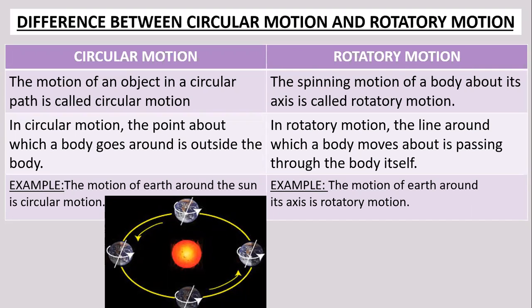In circular motion, the point about which a body goes round is outside the body. In rotatory motion, the line around which a body moves is passing through the body itself. You can see in the picture, this is the Earth, and this vertical white line, a little bit tilted, is the axis. This is an imaginary line. You can't actually see it on the Earth. So this Earth is spinning on its axis. And this is the path, the circular path. This is the circular motion. So you see the difference now.